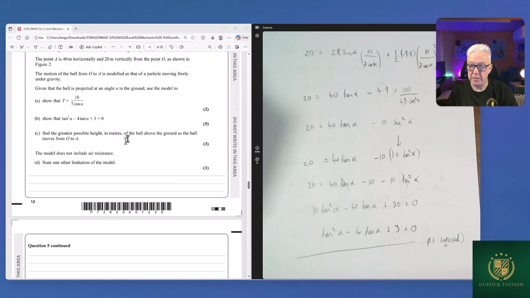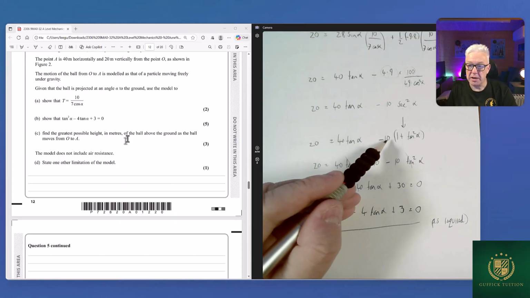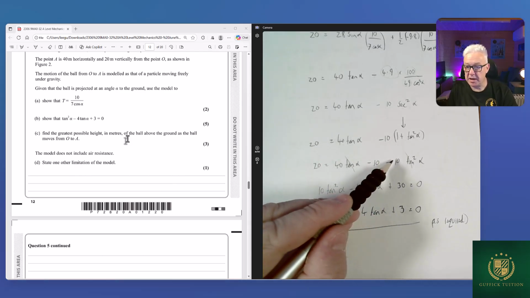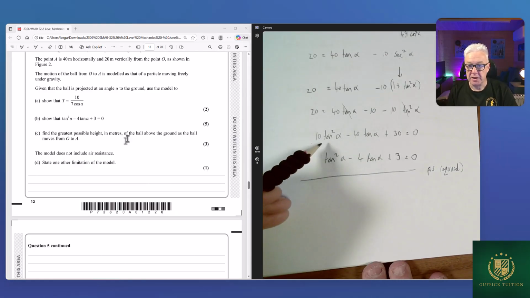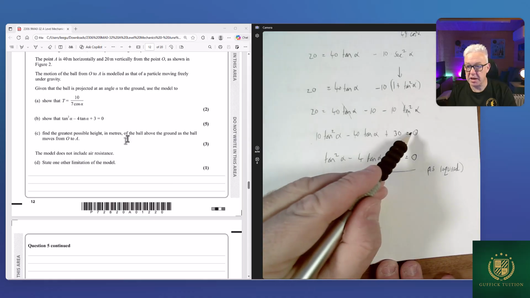So now we can write this as 20 equals 40 tan alpha minus 10 times (1 add tan squared alpha). Expand our bracket, that's minus 10 tan squared alpha. Take the whole thing over to the other side, giving us 10 tan squared alpha minus 40 tan alpha plus 30 equals 0.